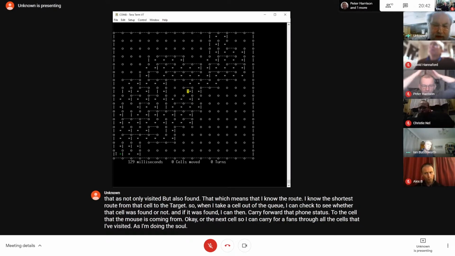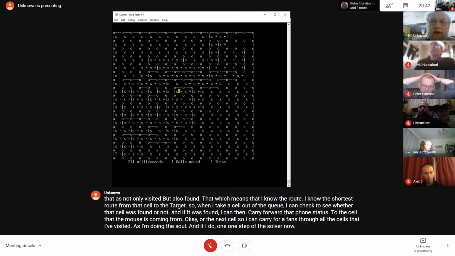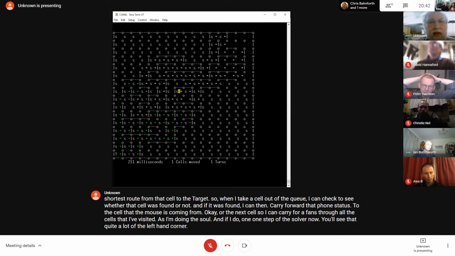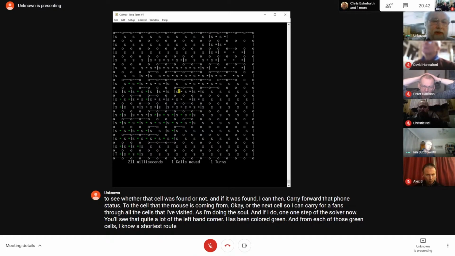Okay, and if I do one step of the solver now, you'll see that quite a lot of the left-hand corner has been coloured green. And from each of those green cells, I know a shortest route back to the start.